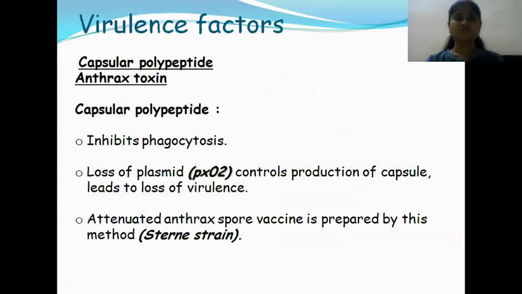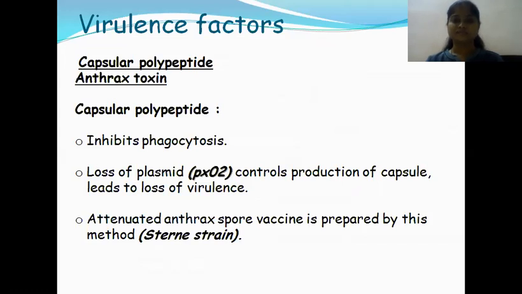Coming to the virulence factors, Bacillus anthracis has two virulence factors. It produces a polypeptide capsule and it has an anthrax toxin. This capsular polypeptide inhibits complement-mediated phagocytosis. The capsule is plasmid encoded. So as long as the plasmid is present in the strain, the strain produces the capsule.